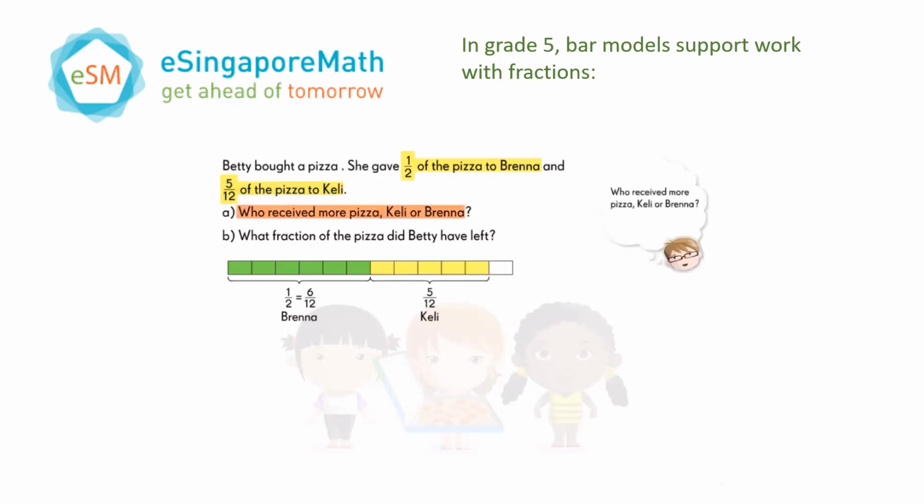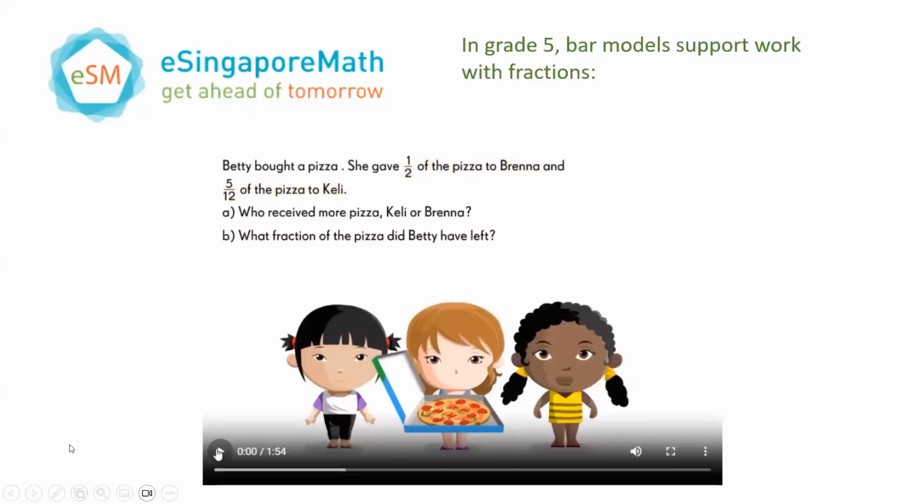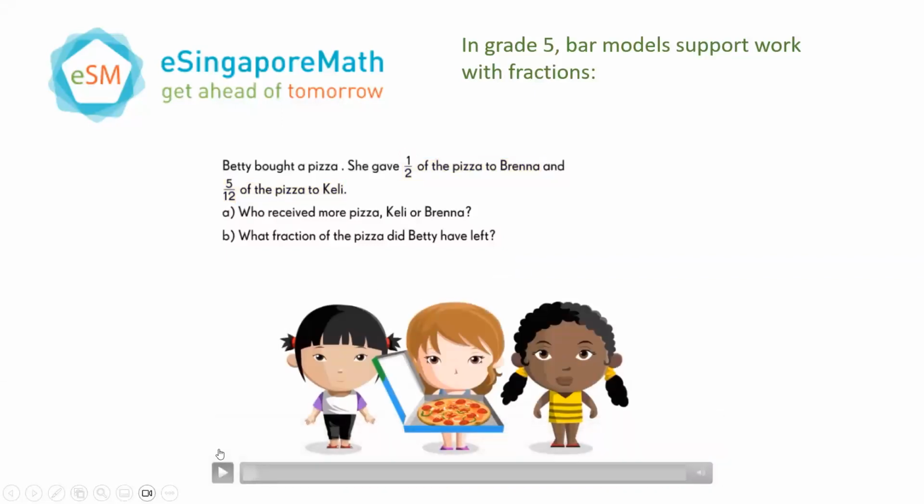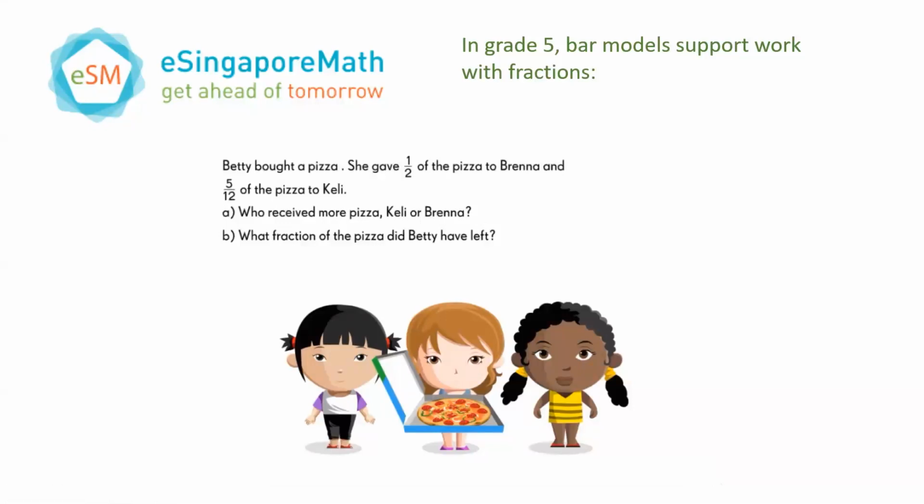Who received more pizza, Kelly or Brenna? We can see that Brenna received 6 out of 12 parts, and Kelly received 5 out of 12 parts. 6 parts is greater than 5 parts. Therefore, Brenna received more. Of course, it's a two-step problem, so we're going to know at the end that Betty had, I think, 1/12 of the pizza left. But you can see how fractions, which are so problematic for kids, so challenging, can be made accessible through the use of bar models.